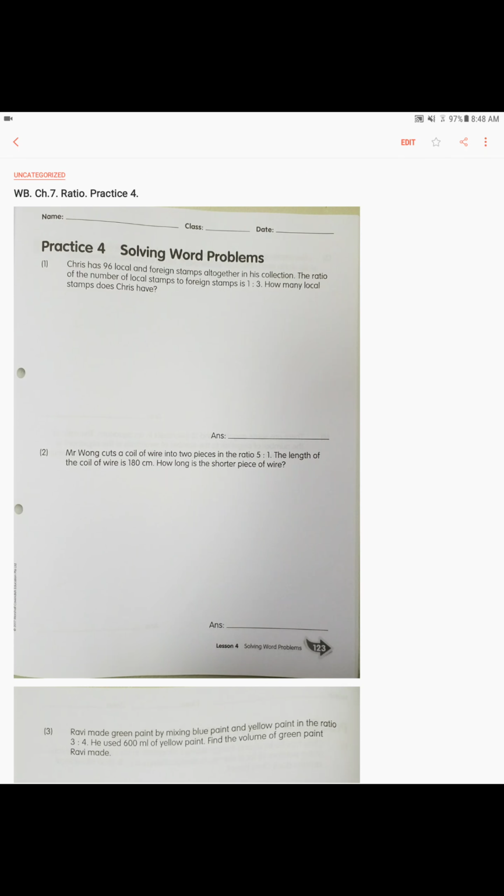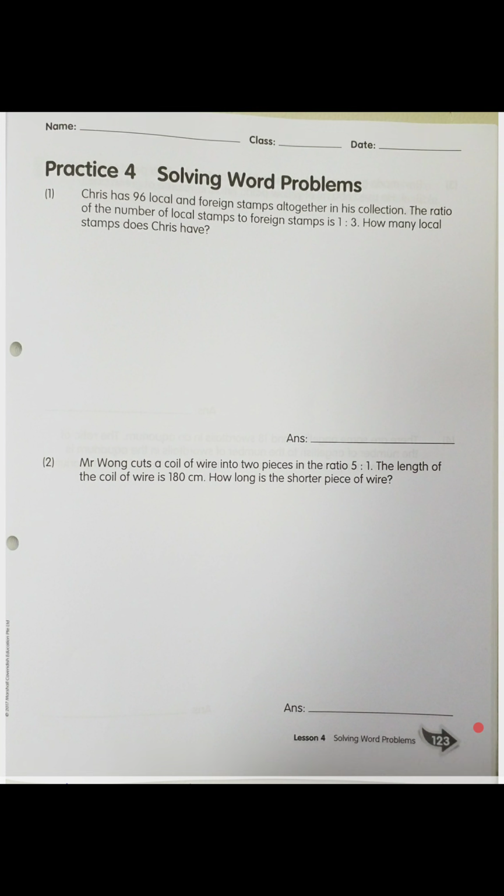Alright, so we continue with workbook chapter 7, ratio, practice 4. Solving word problems. Let's check our first word problem. Chris had 96 local and foreign stamps altogether in his collection. The ratio of the number of local stamps to foreign stamps is 1 to 3. How many local stamps does Chris have?